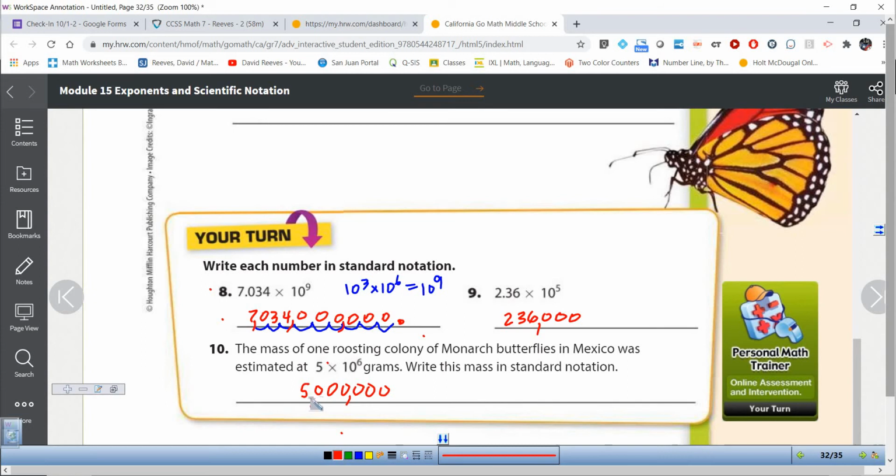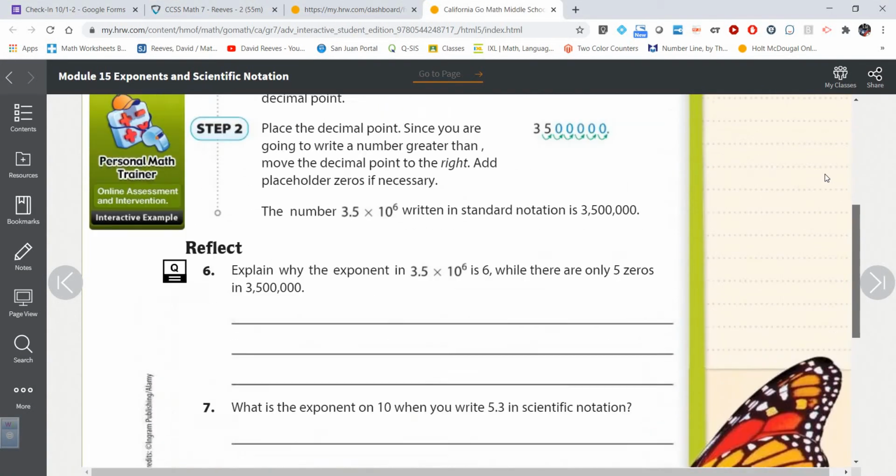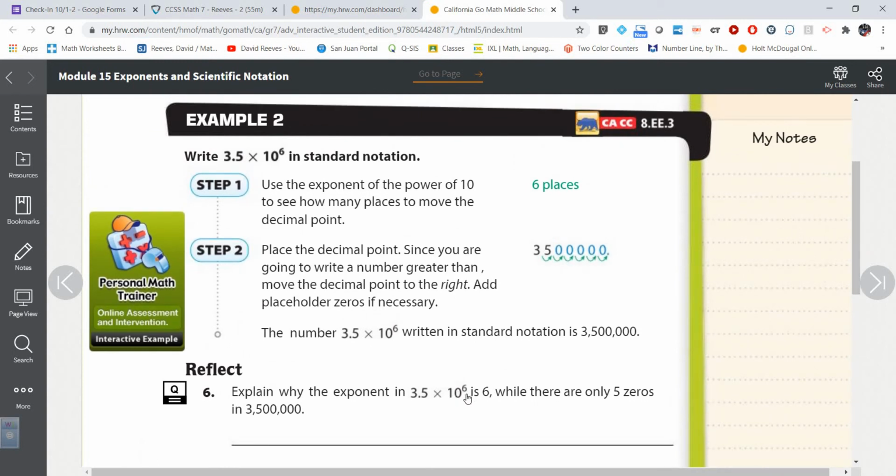So there's the 5. That's where the decimal place was. And then I put 6 zeros after that. All right, so that's what you do with really big numbers. When you have really big numbers, you're going to have a positive exponent because you're going to the right.